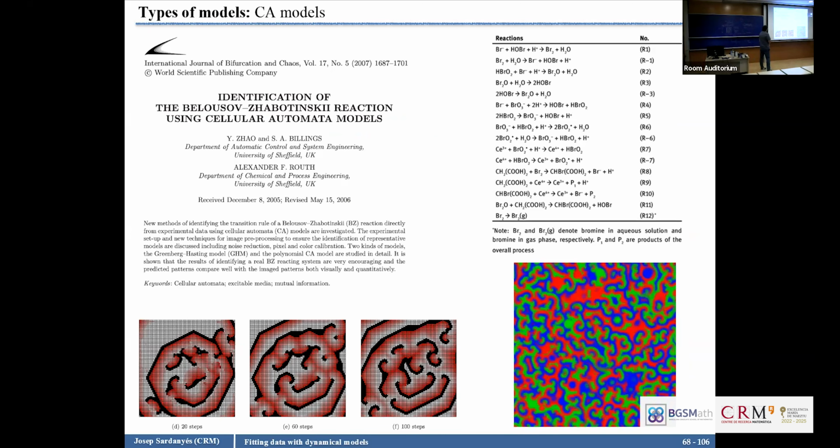So this is the experiment with the chemicals in the lab. This is PDEs, and this is cellular automata. Okay. Any question? Any comment?